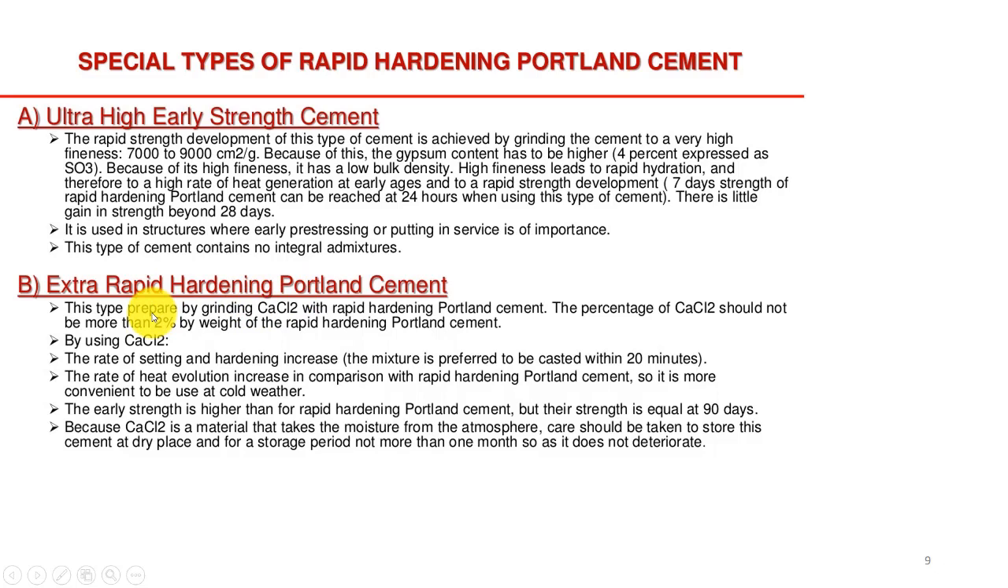So it is very difficult to cater to all the other consequences of extra rapid hardening Portland cement, because when you increase the rapid hardening, it induces several other problems, like it would cause shrinkages, different shrinkages. It may be cracked due to thermal stresses, or heat of hydration evolution. So it is very difficult to have an extra rapid hardening cement utilized in your structures. It takes a lot of expertise and experience to use this type of cement in different structures.